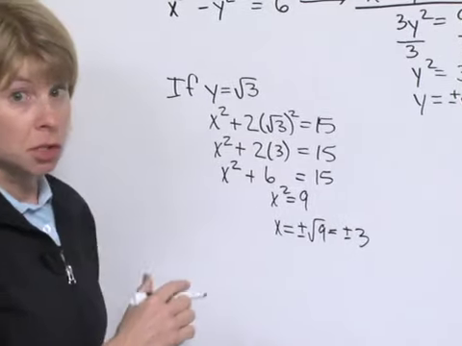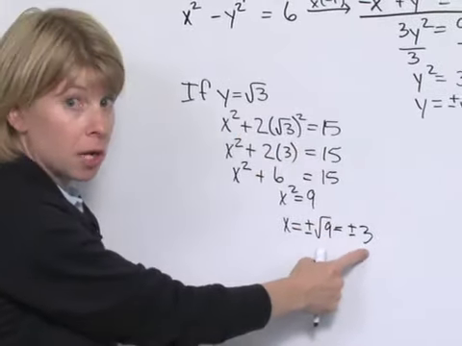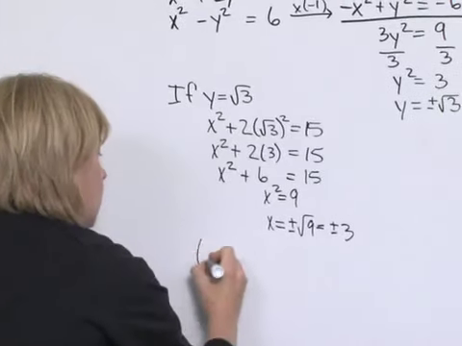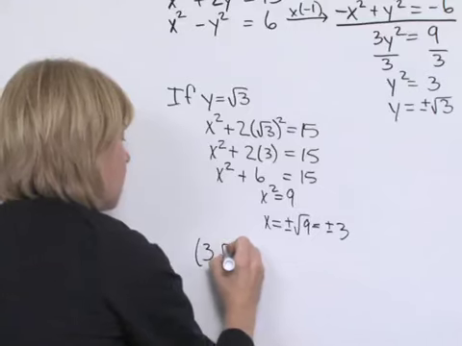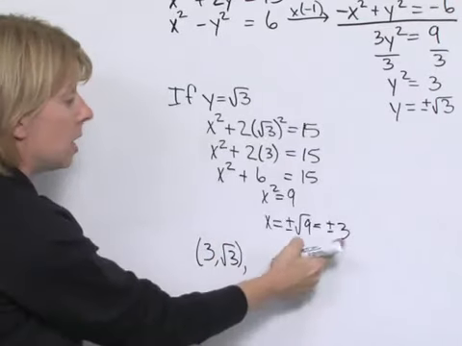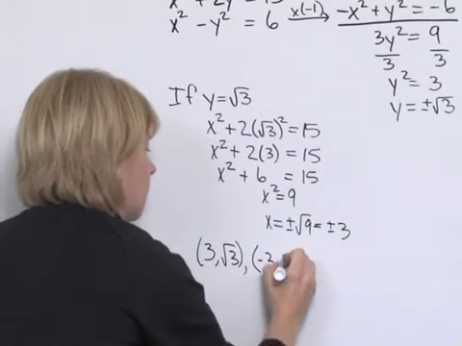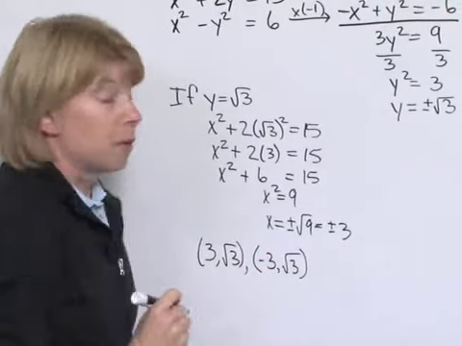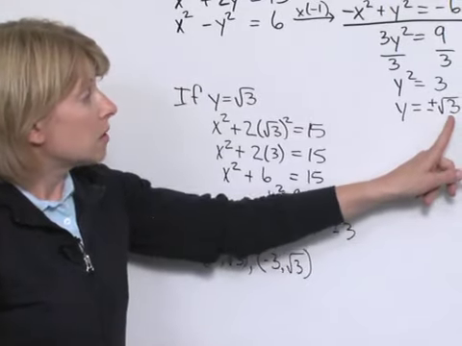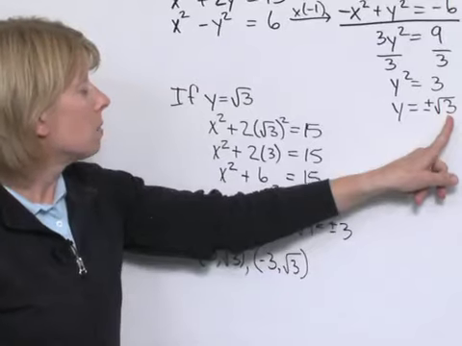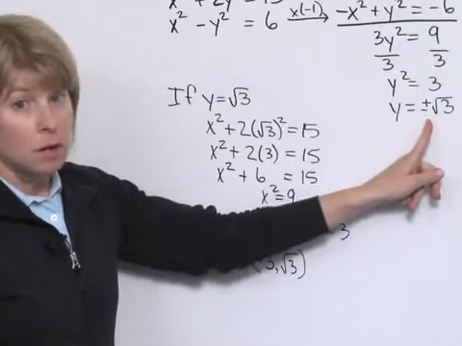So I have found two solutions so far. When y is the square root of 3, x can be either 3 or -3. So I've got positive 3 comma square root of 3, and also -3 comma square root of 3. So far we have two solutions, and I've only checked when y is the positive square root of 3. I've checked and found the corresponding x values. I need to do the same for negative square root of 3.